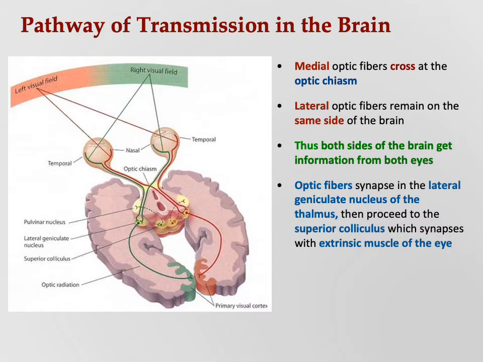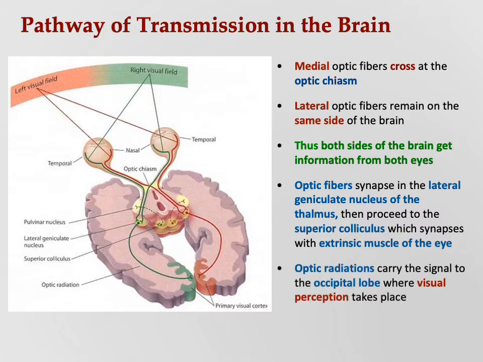Optic fibers synapse in the lateral geniculate nucleus of the thalamus, and then proceed to the superior colliculus for visual tracking. That also then synapses with the extrinsic muscles of the eye to control them, so you can follow a bird in flight with your eyes.